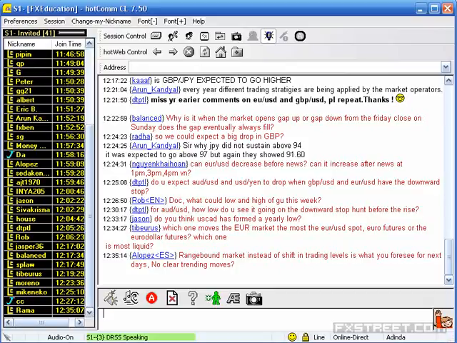All of this is a range-bound market instead of a shift in trading level, which is what you foresee for the next days. No clear trending. Unless the volume improves in the market, the players will not be able to make any significant move, because by making up and down moves, they don't gain anything, and they want the traders to participate. So earlier they have been making an extreme downward move. They found that the volume was dwindling. Then obviously they have gained the levels.